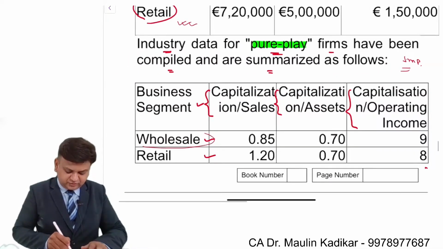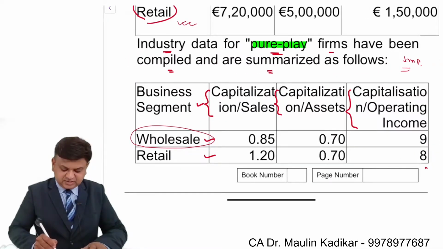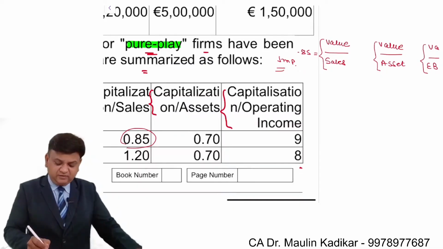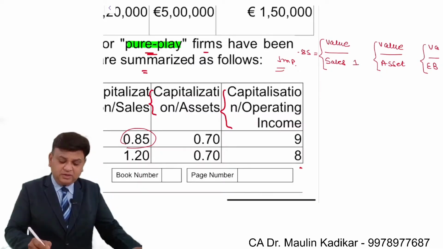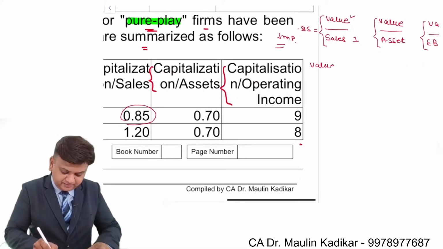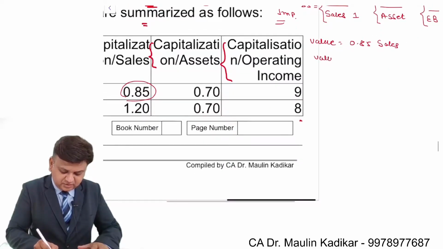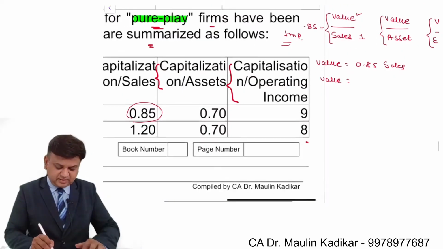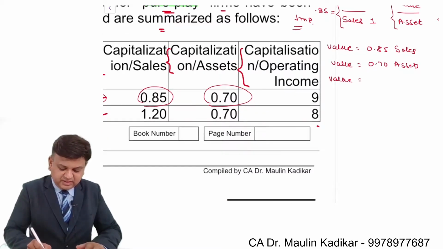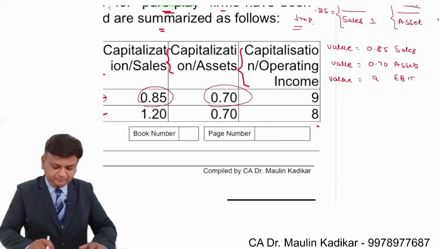I am focusing on the wholesale first of all. We understand that say this ratio is 0.85. This means that for every 1 rupee of the sales value, the value of the company is 85 paise. What is the value of the company? It is 85% of the sales value. Next, what is the value of the wholesale segment? Right now we are talking about wholesale. It is 70% of the assets. Again, what is the value? It is 9 rupees of the operating income.